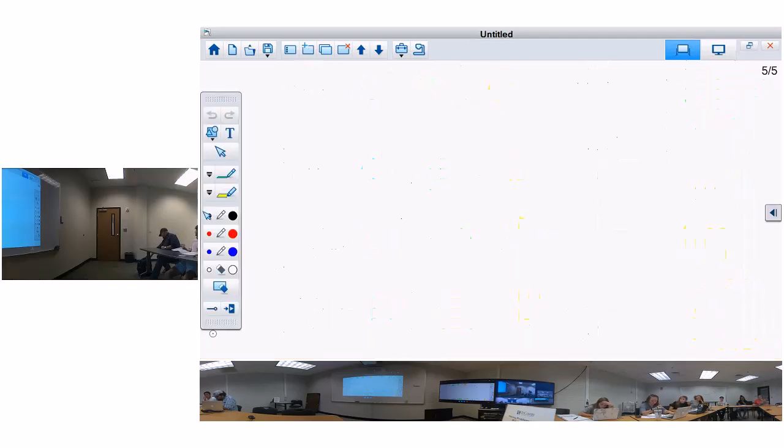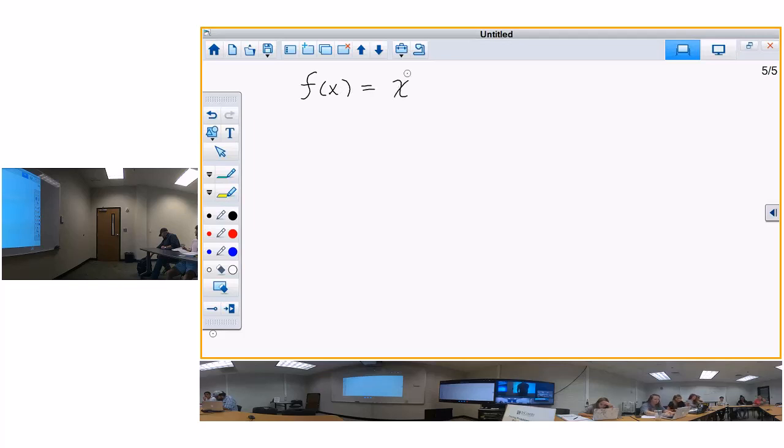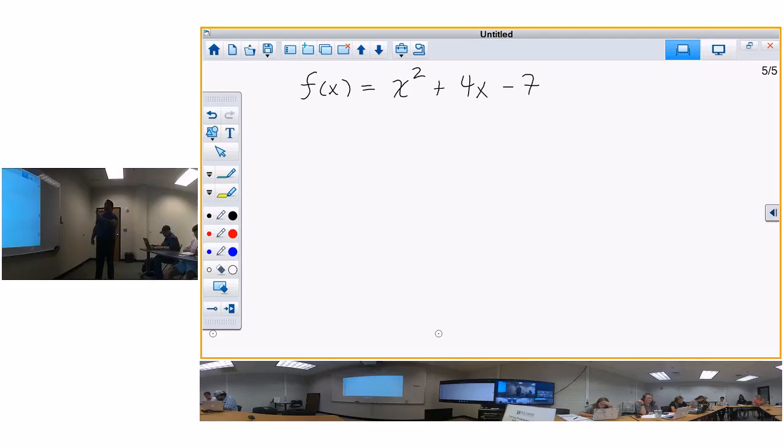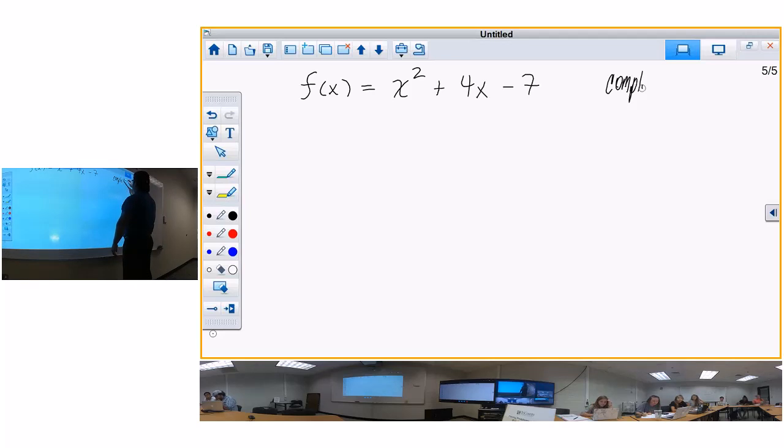All right, so here we go. f(x) = x² + 4x - 7. Now you don't have to write this down, it's just for your information. In other words, this is where Unit 2 is going. I think the more I expose you to completing the square, the better. So we're going to write out here: complete the square.